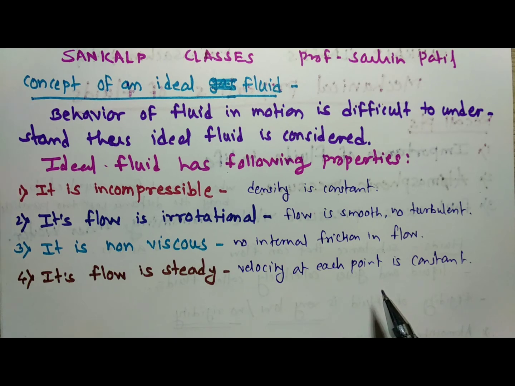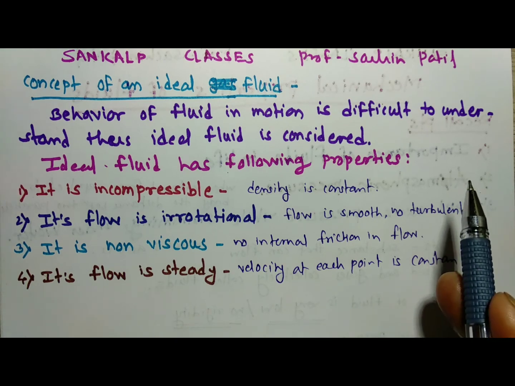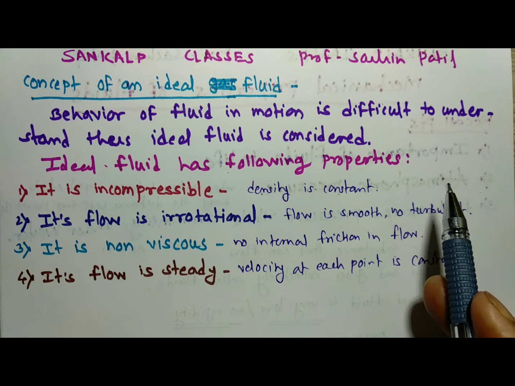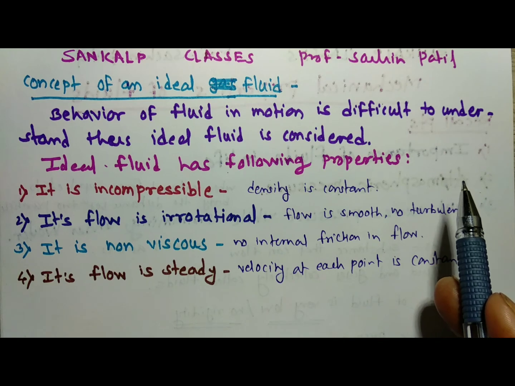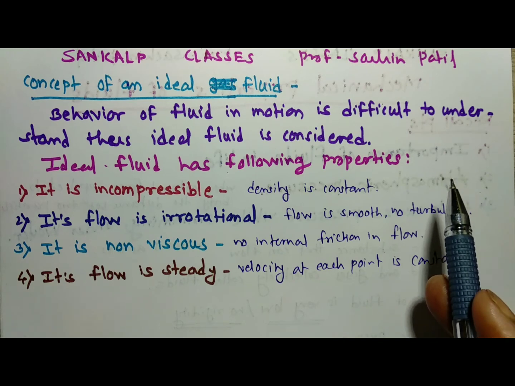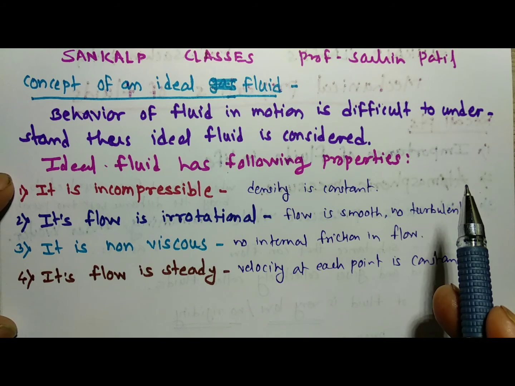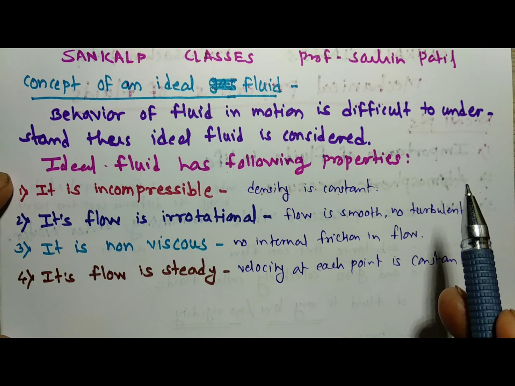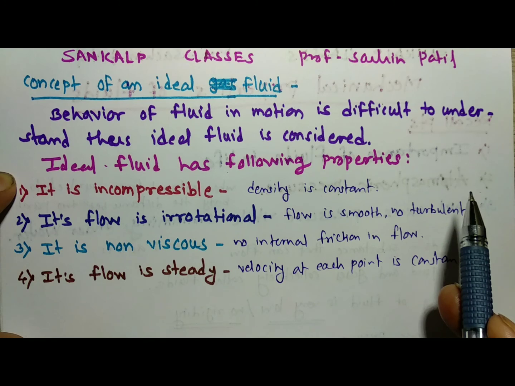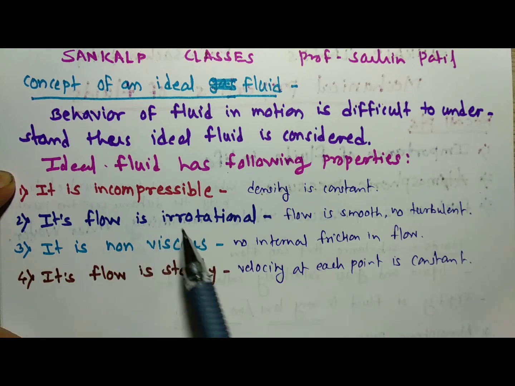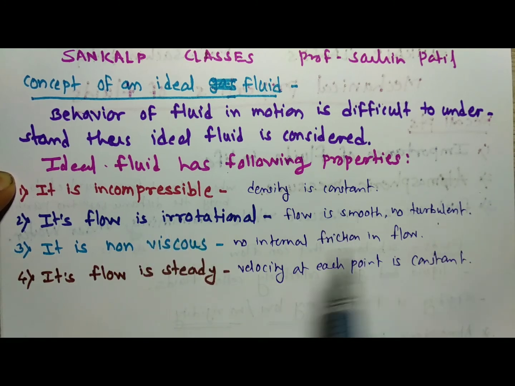An ideal fluid is useful for knowing the behavior of a fluid, because for a fluid in motion it is difficult to understand the behavior, and therefore we consider the ideal fluid. The ideal fluid has these four properties: it is incompressible, its flow is irrotational, it is non-viscous, and its flow is steady. Incompressible means the density is constant. Irrotational flow means the flow is smooth, not turbulent. Non-viscous means no internal friction in the flow. And steady means the velocity at each point is constant.